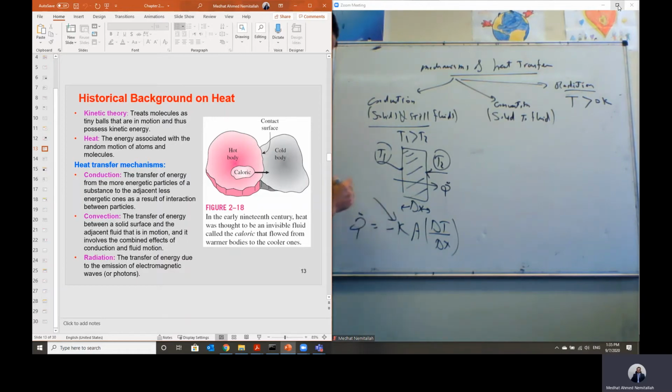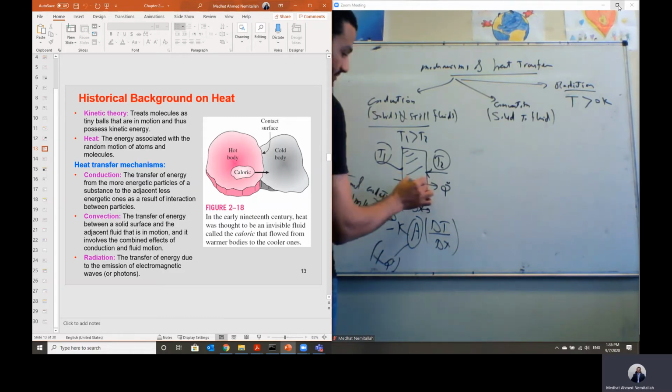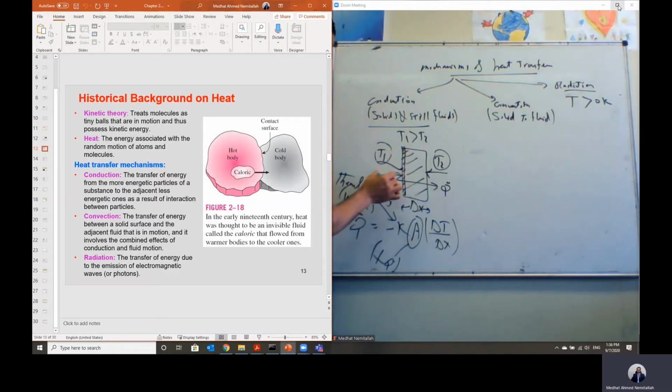This K is the thermal conductivity of the material of the wall, calculated in watt per meter per Kelvin. If this thermal conductivity is high, like for steel and solid material, then the rate of heat transfer will be higher. And this area is the area that is normal to the direction of the heat transfer. So if the heat transfer is moving in this direction, this is the area that is normal to the direction of this heat transfer.